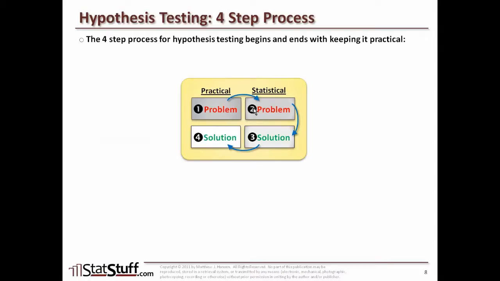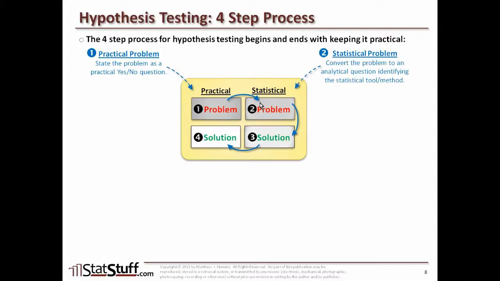Using the perspective drawn out here, we're going to start over at the first box, which is starting off with a practical problem. This is where we want to define our problem as a practical yes or no question. Real simple. Keep it simple, like a closed-ended question. That's where we want to start it off, in a practical way.